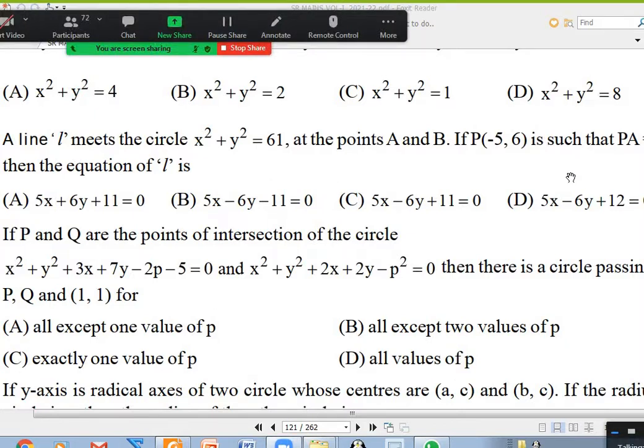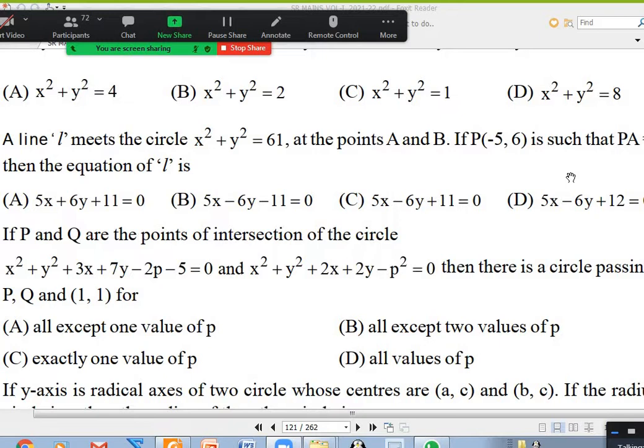There's a line L. See this question, if you try it and get the idea on your own, you will find a thrill that it was done just like that. Or after when we discuss, you'll remember. If you don't try and if I discuss, there's no beauty of the question.